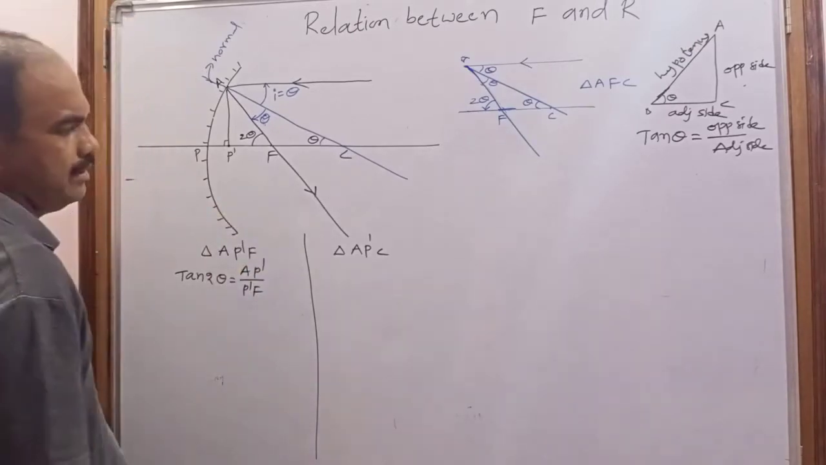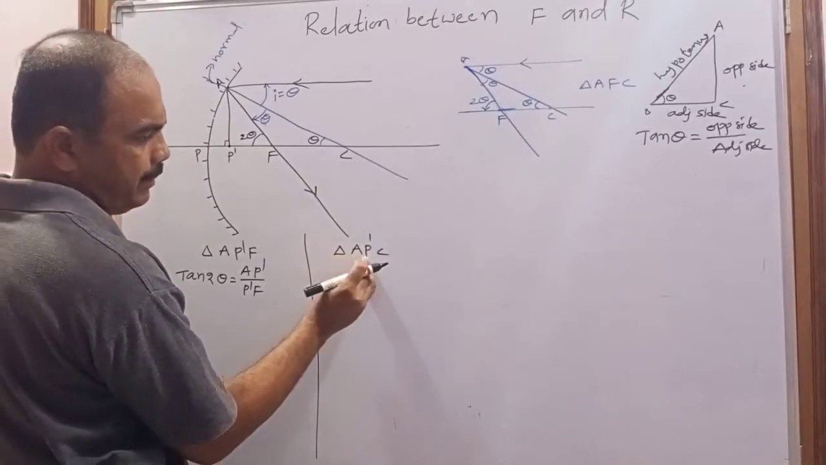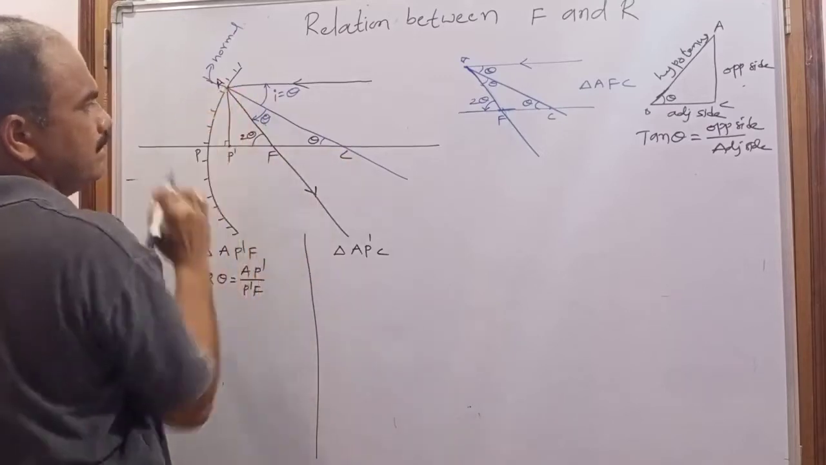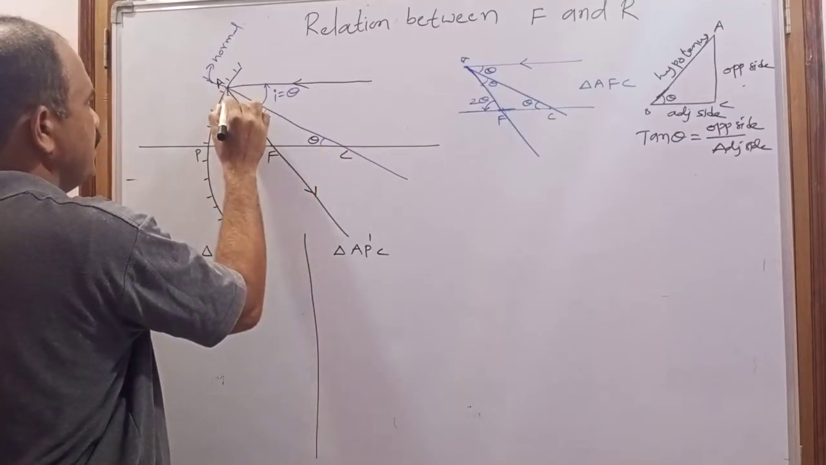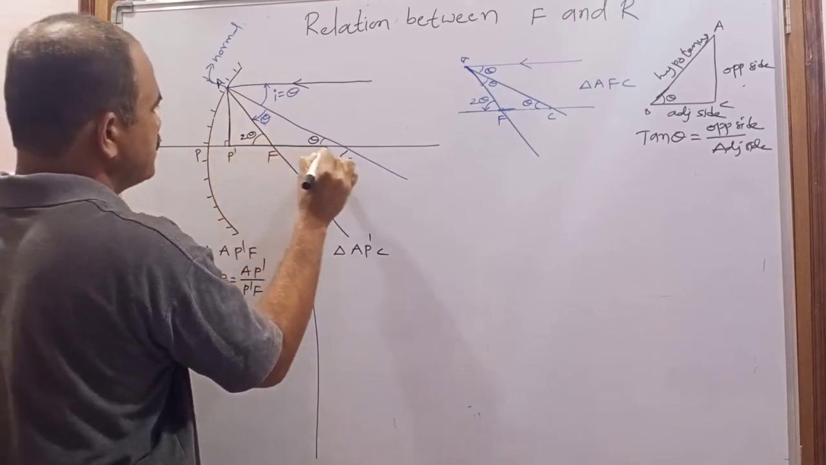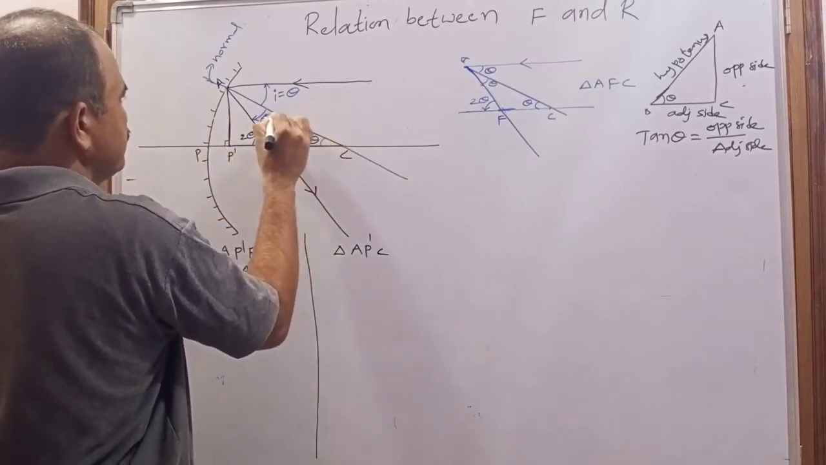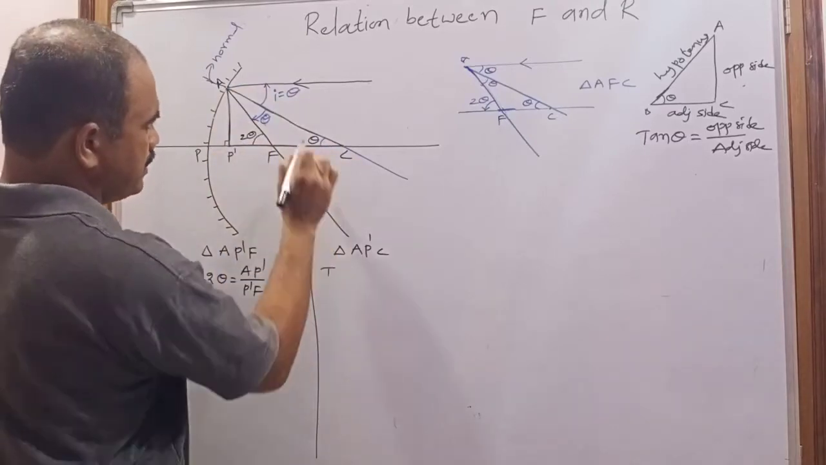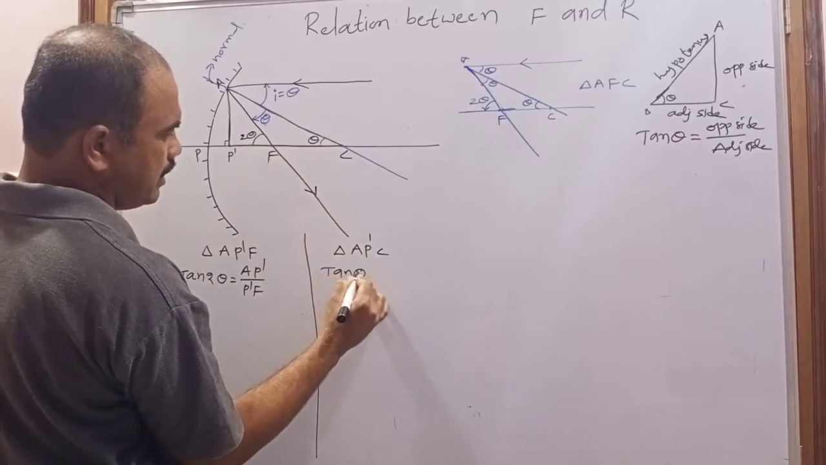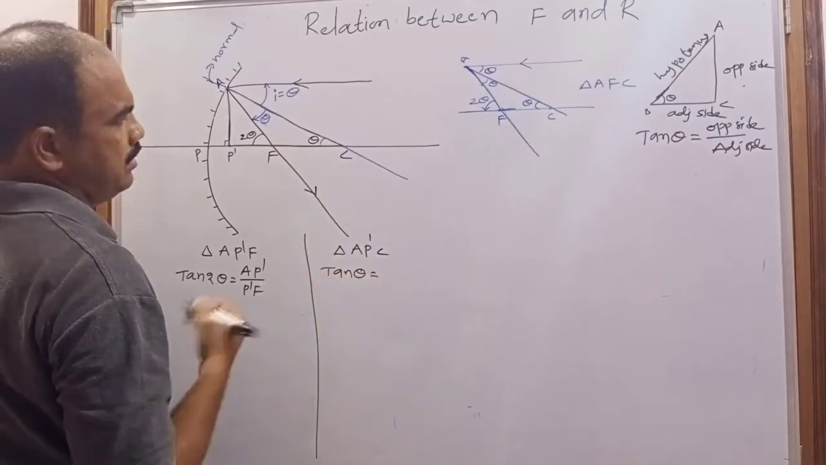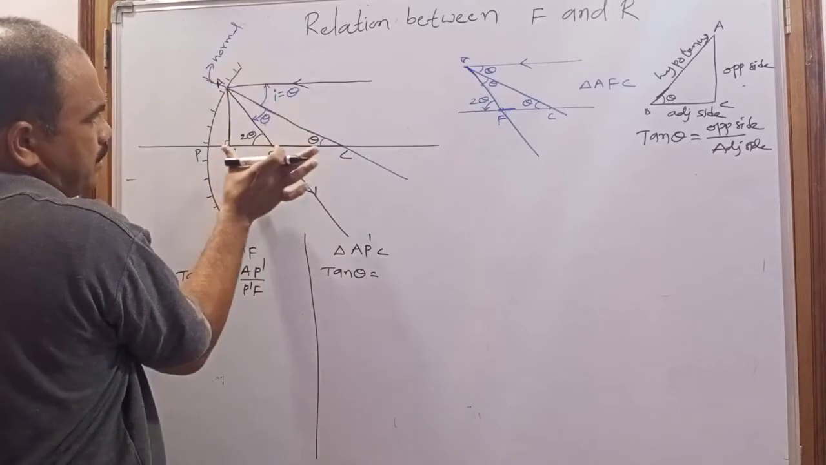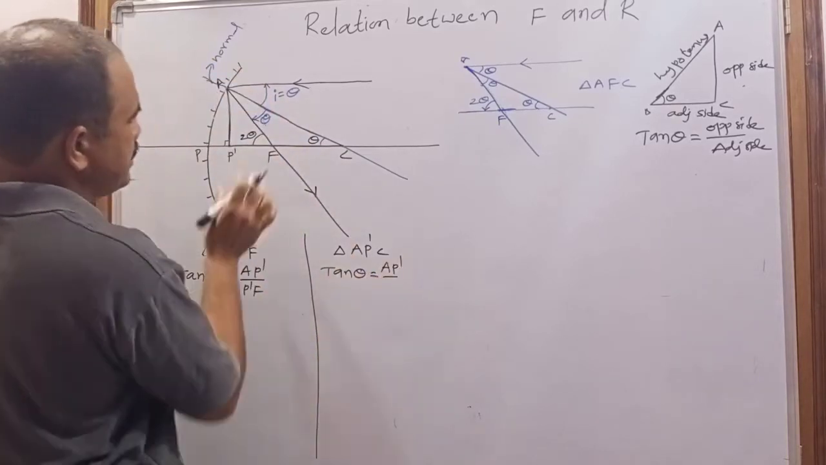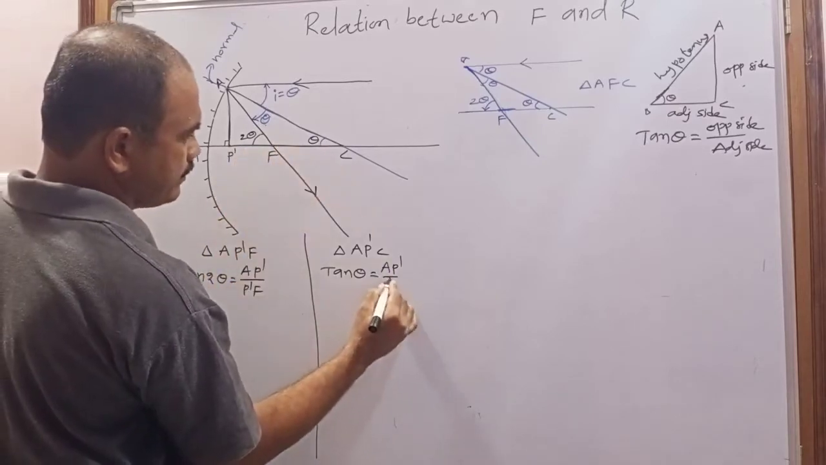And next, in the same way, come to the triangle AP'C. In this triangle there is also a theta. Is it a right angle triangle or not? Yes. So in this I am taking the angle theta. What is tan theta? By definition, it is the ratio of opposite side to adjacent side. What is the opposite side? AP', by what is the adjacent side? P'C.